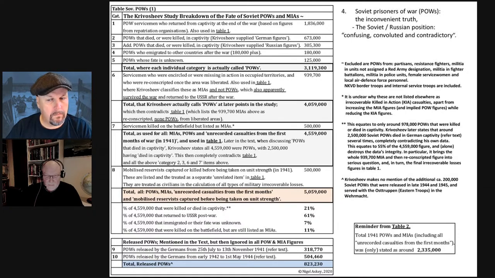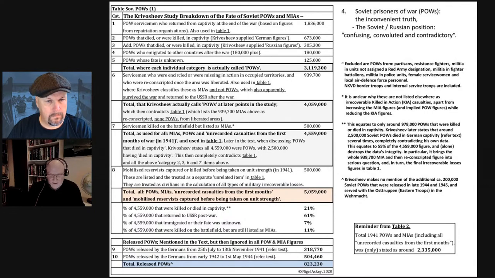So the question then is, are the POW figures incorrect to that degree as well? In the Krivosheev study released in 93, they sort of admitted the equipment figures, tanks, artillery, aircraft were pretty good, but they've never basically admitted to the 3.3 million POWs in 1941. That does seem strange, but in a convoluted way, they do get to 3 million, but they use a mishmash, if you like, of different elements of the study to bring it together.